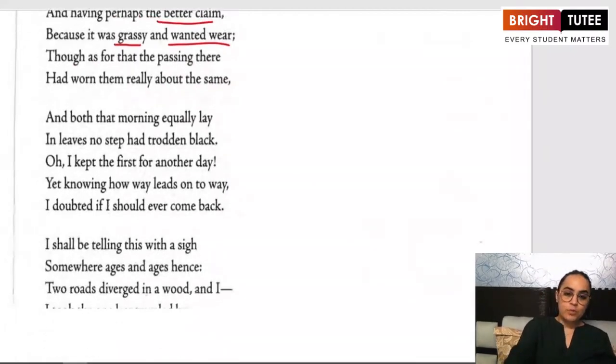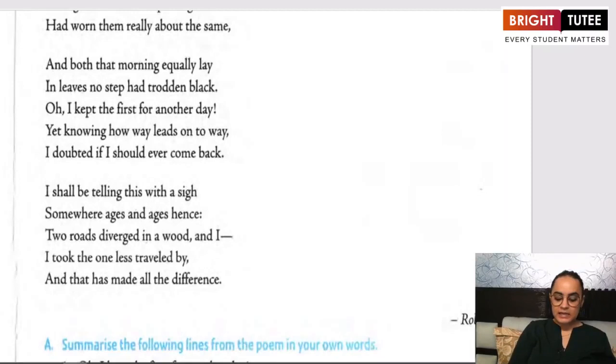And both that morning equally lay, in leaves no step had trodden black. Oh, I kept the first for another day, yet knowing how way leads on to way, I doubted if I should ever come back. So he says that that morning when he had to decide which road he should travel on, both the roads lay in front of him. They were there in front of him, and nobody had stepped on them.